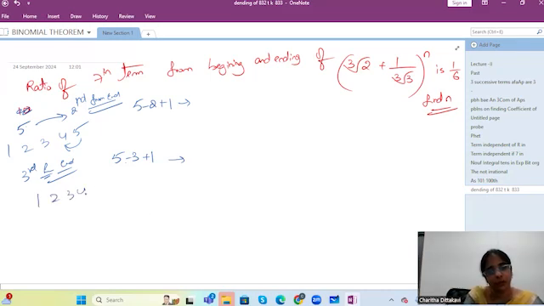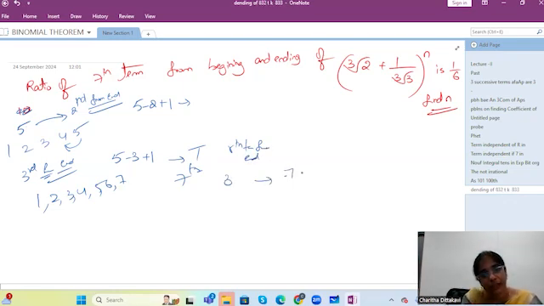Now 1, 2, 3, 4, 5, 6, 7. I am giving you 7 terms. Now tell me, out of 7 terms, the term from the end I want. Suppose I want the third term from the end, what will you write? That is the 7 minus 3 plus 1th term. Understood? Because 7 minus 3 is 4, 4 plus 1 is 5. Now let us calculate. I want the third term from the end: 1, 2, 3. I got it, isn't it?